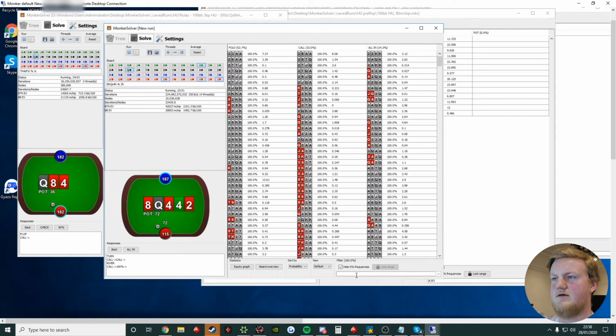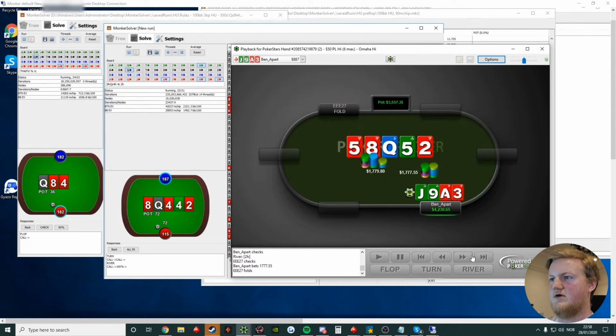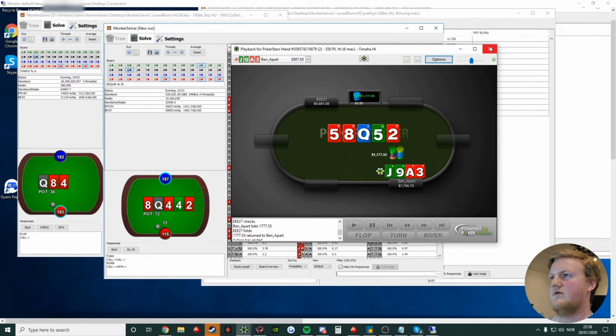So I ended up potting. He should be folding more often than not. In the hand he folded, and that was basically it. That was just some hand I had running here, so it was a nice one to take.